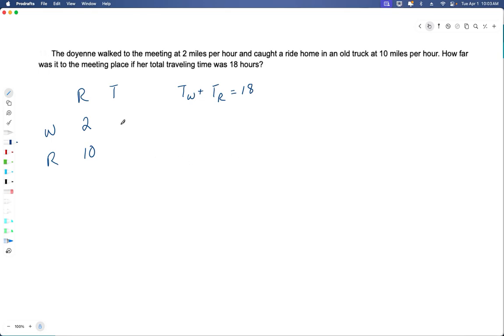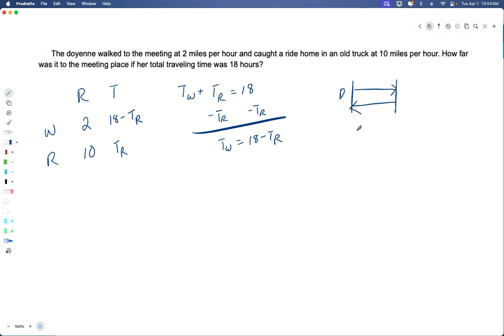So we don't know what her time riding is, but her time walking is equal to 18 minus her time riding. So 18 minus the time riding. That's what we're going to use to find our equation. And we know that she walked to the meeting and then rode home. So she went there and then she came back.